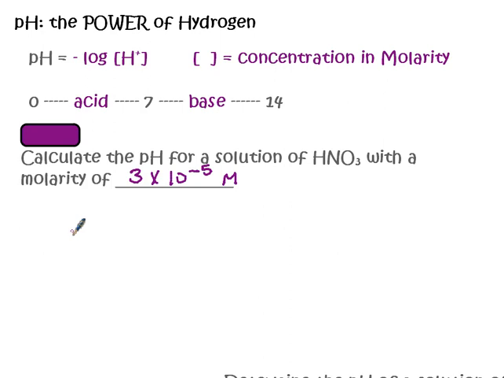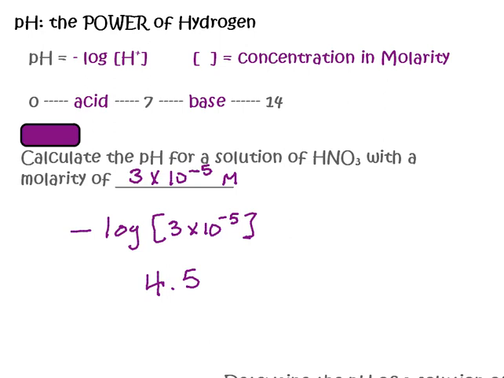So again, I'm just going to plug it into my calculator. Minus the log of 3 times 10 to the minus 5th. Crunch, crunch on your calculator, and I hope you get the answer of 4.5. Did you get it? All right. Yep, use a new key on your calculator maybe.